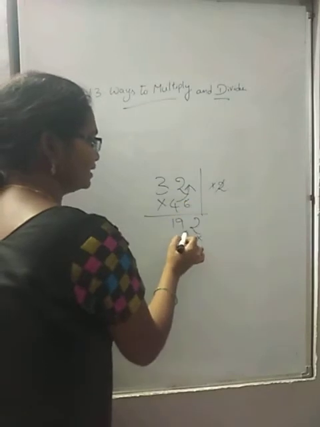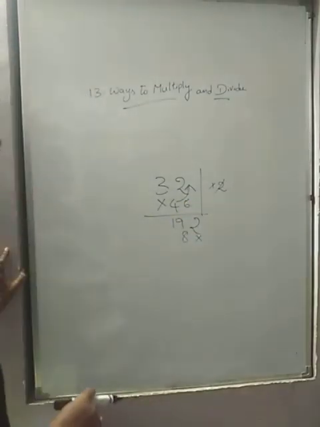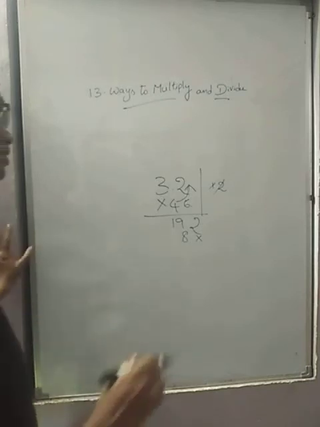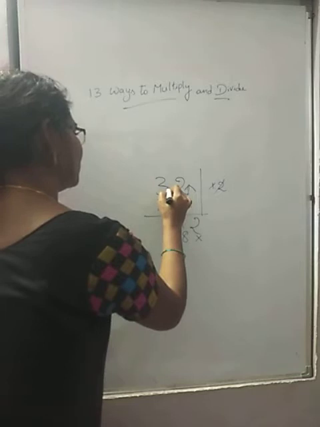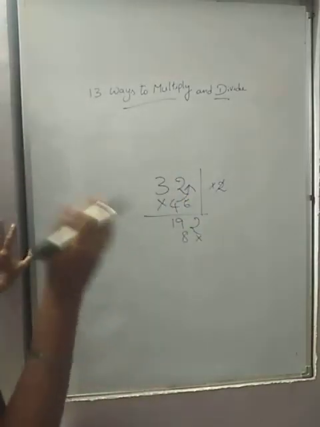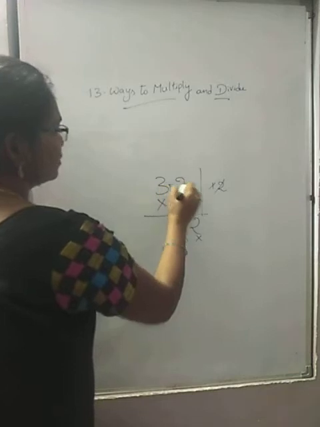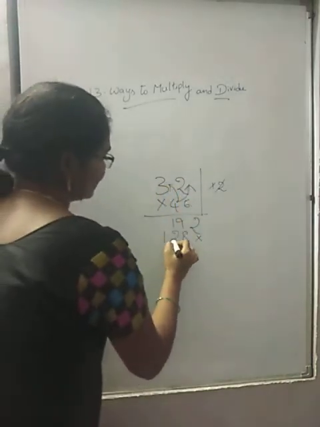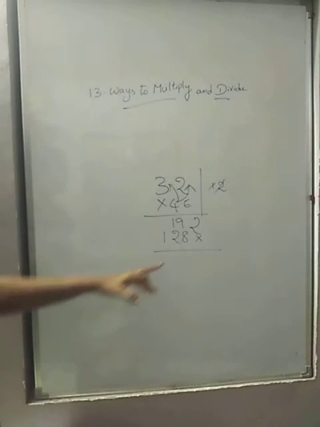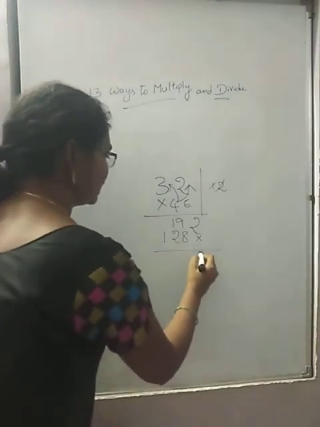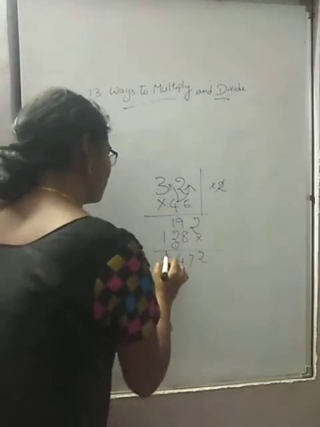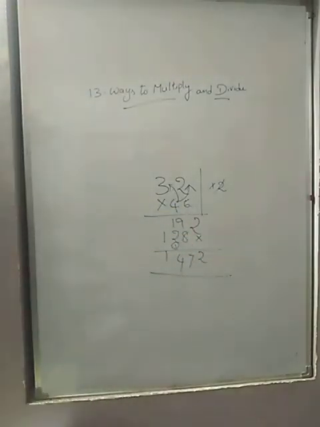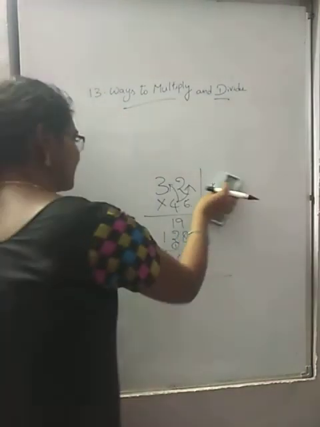4 2s are 8. Directly I am writing here 8. Why? Because this is a single digit only. If a double digit comes, we should write the ones place here and the tens place 1 we should add with the next number. 4 3s are 12. 12 I am writing here directly. 2. 9 plus 8 is 17. 2 plus 1 is 3. 3 plus 1 is 4. 1472. Like this, we should do all multiplications.